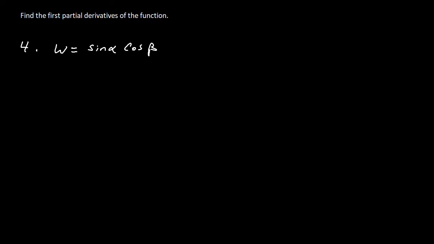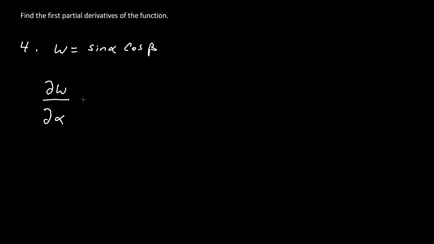So for number 4, we have w equals sine of alpha times cosine of beta. And so notice instead of x and y, we have alpha and beta, but they're going to be treated the same exact way. So let's go ahead and start by taking first the partial derivative of w with respect to alpha.